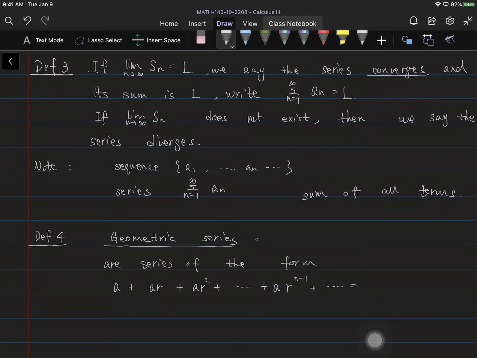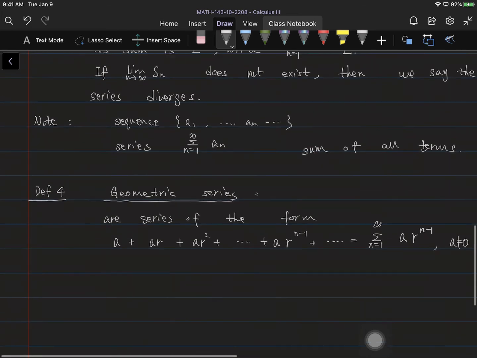Let's see. And if we write down the sum notation, it is A R to the n minus 1, n from 1 to infinity. And here A is not 0. Otherwise, you can see if A is 0, all the terms are 0. When we add them together, it's still 0. So, no, it doesn't make any sense.